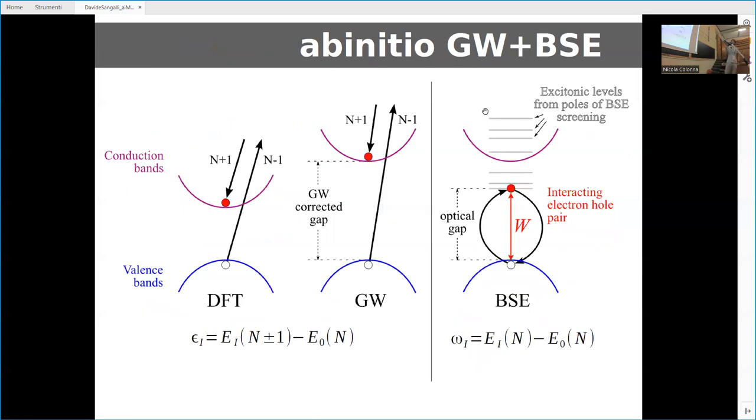This is a picture which gives an overview of the GW plus Bethe-Salpeter scheme. Usually when you want to compute the absorption spectrum of the system, you start from DFT, and you need to get the gap corrected by the quasi-particle correction. Then when you solve the Bethe-Salpeter equation, you get some bound peaks within the quasi-particle gap. And these peaks are the neutral excitations.